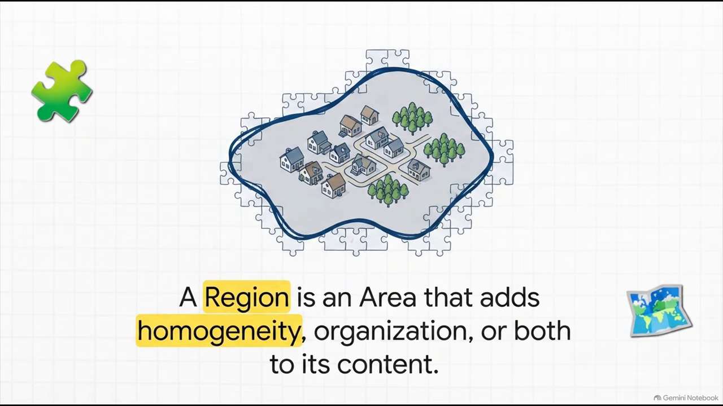So how does an area level up and become a region? A region is an area, meaning it already has that scale, location, content, and boundaries, but it deliberately adds something special to the mix: homogeneity, organization, or maybe elements of both. It takes that random bounded box in the desert and gives it a distinct character. It's like suddenly realizing that everything inside your box is covered in a very specific, unique type of red sand.